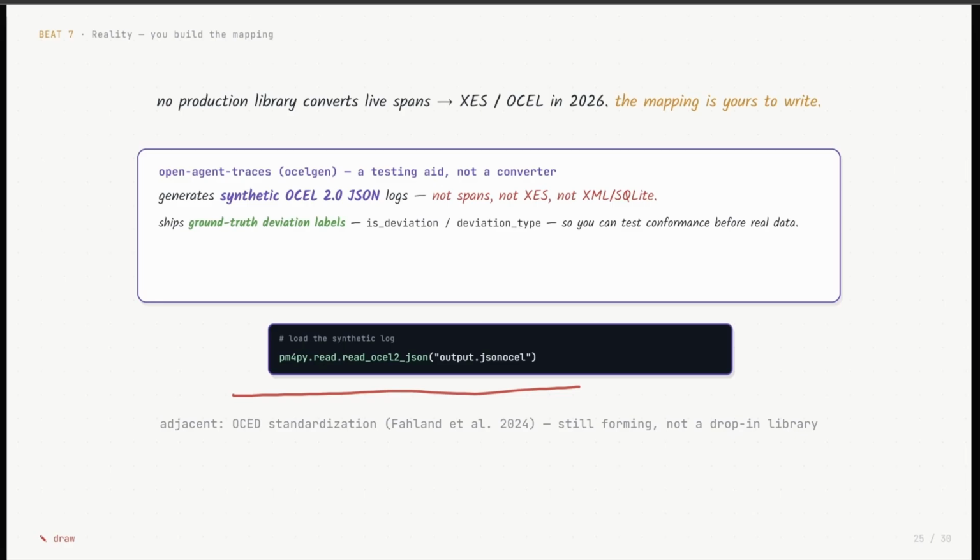So the bottom line of the whole issue is that the standards are solid. The tooling to reach them from agent traces is still not there. So you as an engineer, you need to figure it out. You need to build your own because there is no one solution that fits everything.